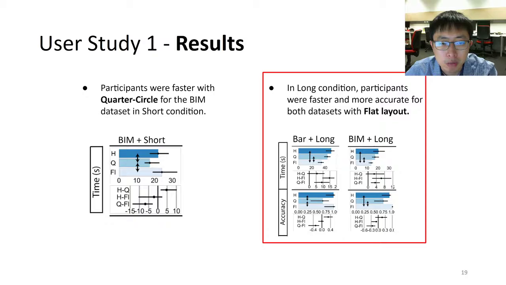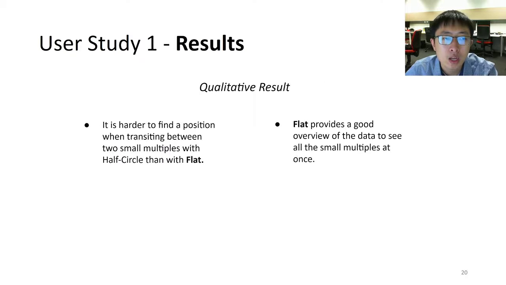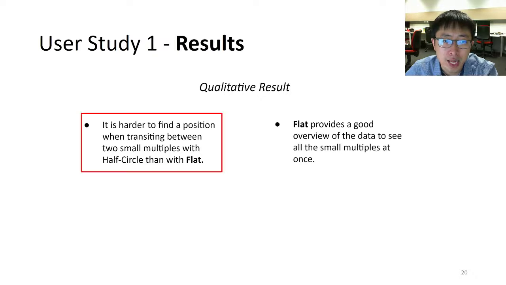The layout in the short condition probably does not impact performance. In long condition, participants were faster and more accurate for both datasets with flat layout, despite reporting that they had to walk more. In fact, analysis of the tracked movements revealed only a small difference in movement. For the qualitative results, participants argued that it is less easy to find a position where users can transit between the two small multiples with a half-circle layout than with flat.